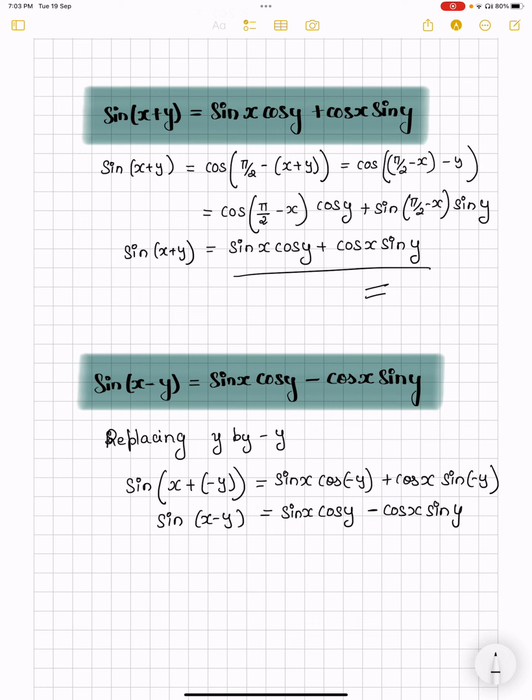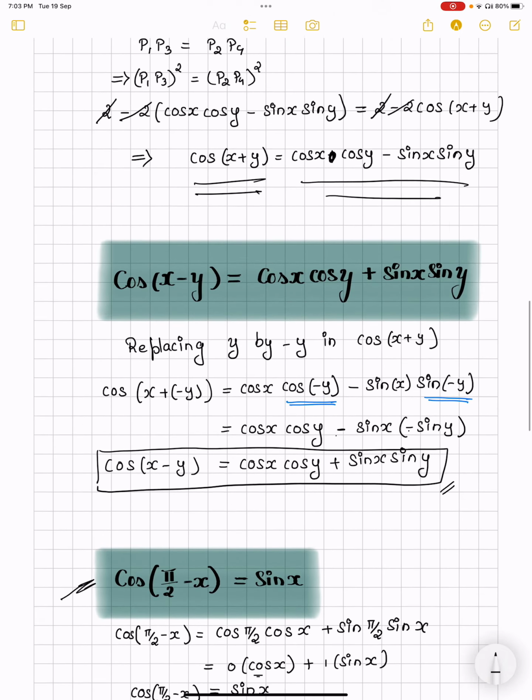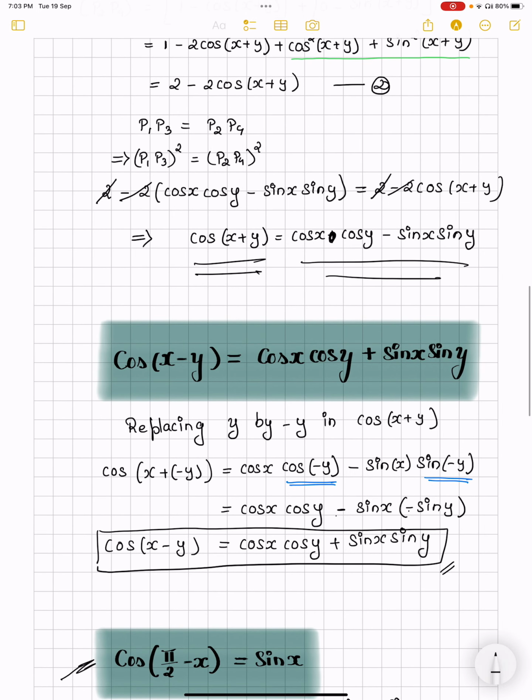So I've done most of the proofs of sums and differences in trigonometry, and even a few complementary angles have been covered here. Using this logic only, we have problems also, and a few more identities are left out, like tan of x plus y, tan of x minus y, and then cot of x plus y and cot of x minus y, and we have double angle formulas and all. Regarding that, we will look in the next video. Thank you.